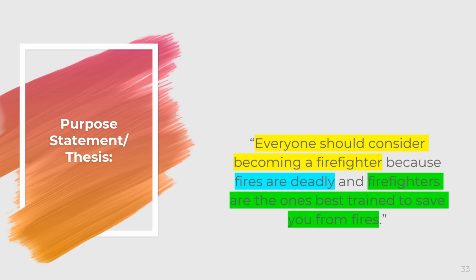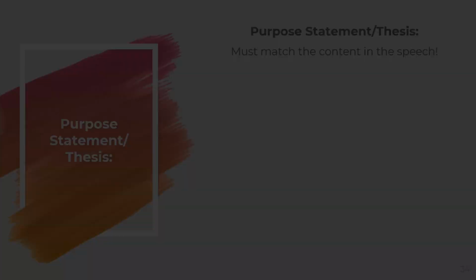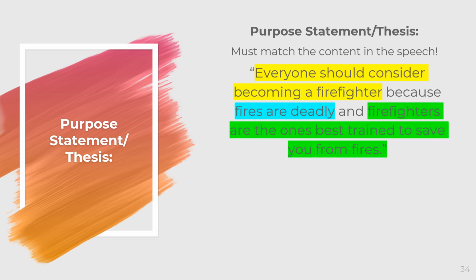To make things extra easy for my students, I made a formula for you to help you remember how to write your thesis. And that is, thesis equals assertion, because, need plus satisfaction. Now, a lot of my students write their thesis, but then their need or satisfaction step evolves as they do more research. That's completely natural. It happens all the time. But that's also why you should always double check to make sure that your thesis matches the rest of your speech. Let's take a look at an issue with this thesis.